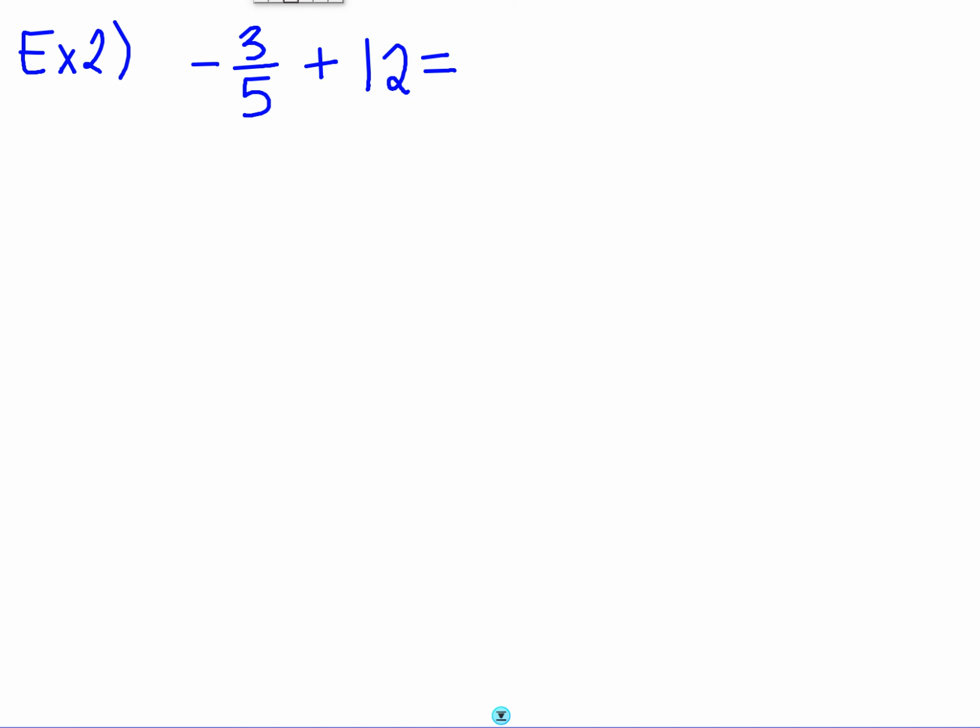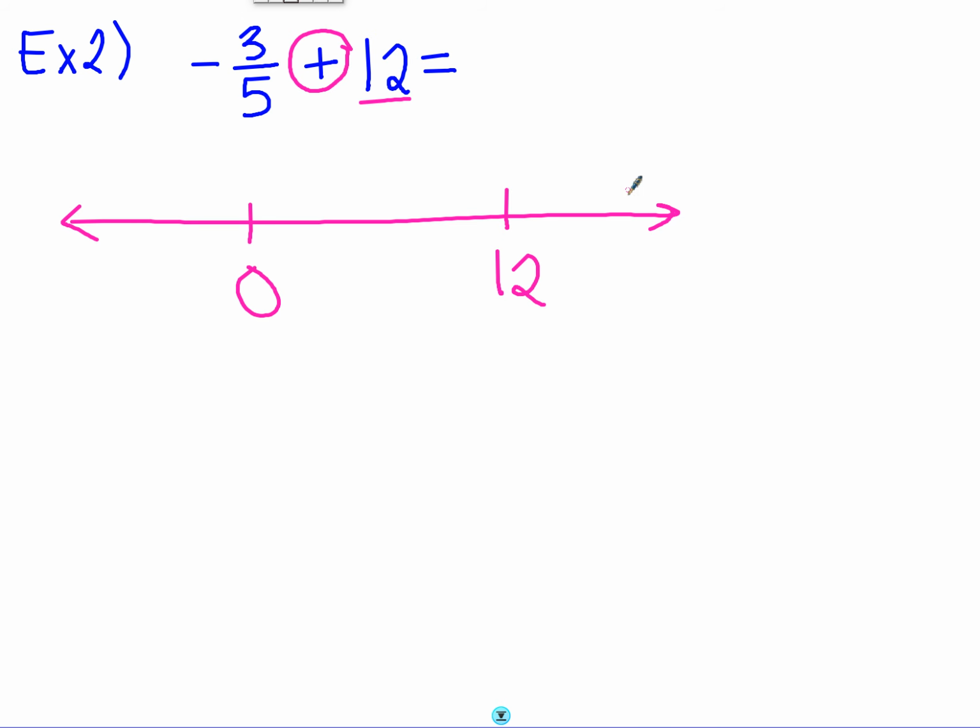So in this case, it's already an addition problem, and so we can do the number line again. Here's 0. I'm going to go to positive 12, so I want to do 12 here. The next number would be 13, and the number before it would be 11. I know I'm going to go up to 12, but I'm going to go back 3/5. So I've got to break up my 1 right here into 5 pieces. 1, 2, 3, 4, and then this would make the 5th.